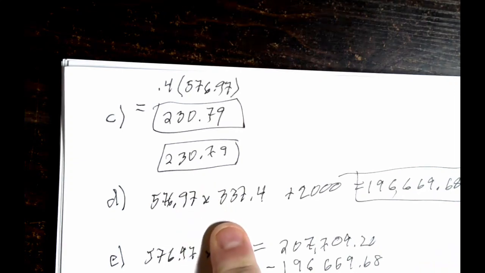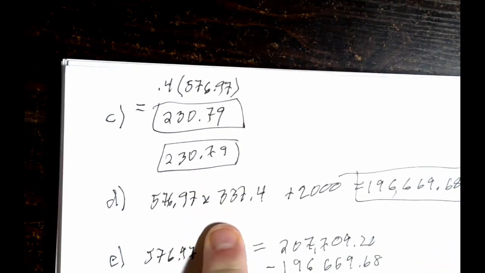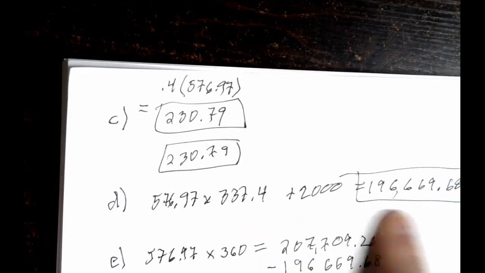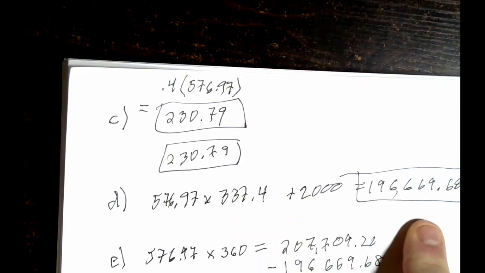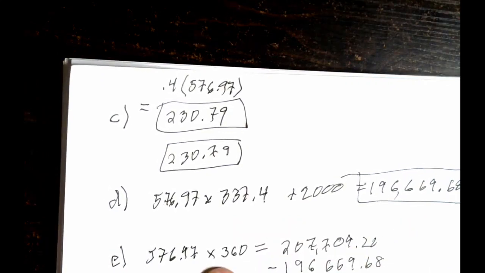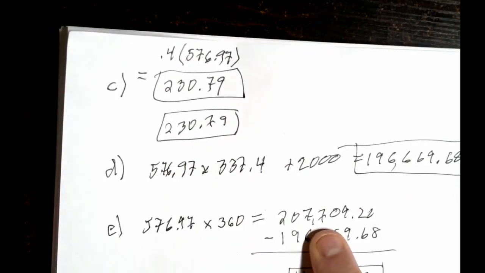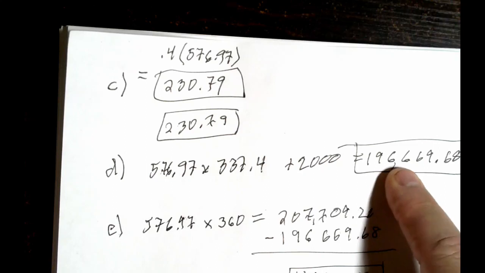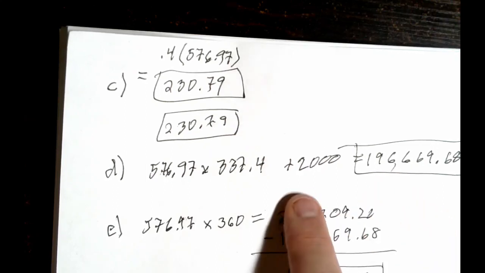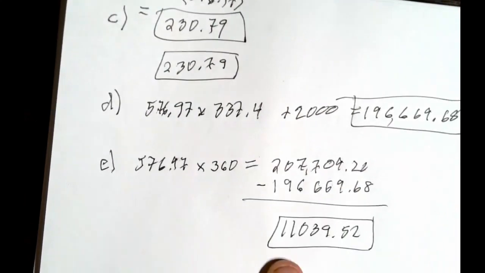Part D says how much will the couple pay over the time of the loan, so that's that times that plus 2,000 gives you that. And then if they paid the original loan without the 2,000, they'd end up paying $207,000 instead of $196,000. So how much should they save by paying that extra 2,000? Well, $11,039.52.